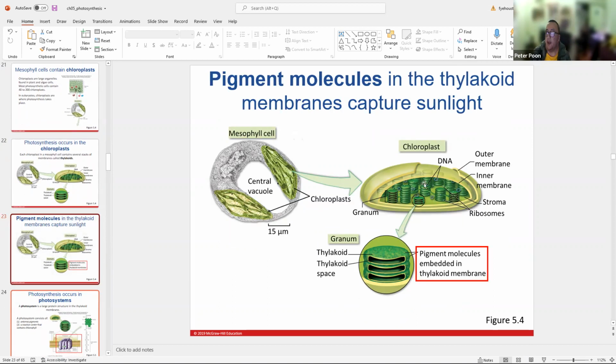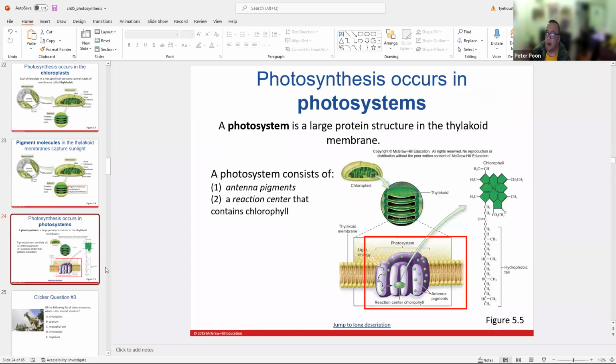You don't have to worry about the thylakoid membrane, etcetera. But you do have to understand this slide, which is a photosystem. Plants are made out of these pigments. These pigments are green, which is why the whole thing is green. They have so much of this pigment that it stains everything green.